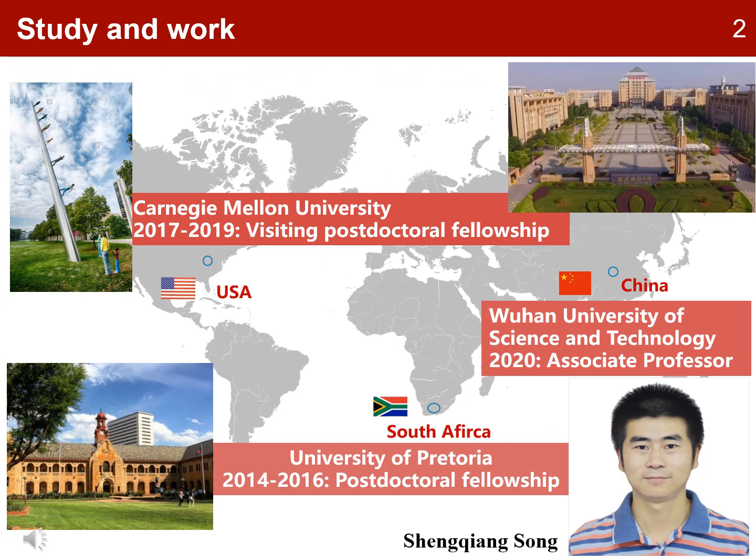To begin with, a little bit of introduction about myself. I got a PhD degree in 2014 at Wuhan University of Science and Technology. And then I went to South Africa, University of Pretoria, did a postdoctoral with Professor Andre Haberts-Craig. And then in 2017, I went to Carnegie Mellon University with Professor Chris Pistorius. Now I'm working at Wuhan University of Science and Technology as an associate professor.